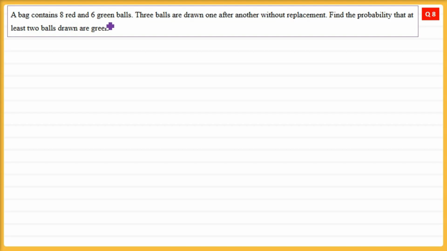A bag contains 8 red and 6 green balls. 3 balls are drawn one after another without replacement. So there is no replacement. Find the probability that at least 2 balls drawn are green. Now this is a tricky question. Most of us will think that the 3 balls are coming, at least 2 balls drawn are green. That means what? I'll give you a hint.